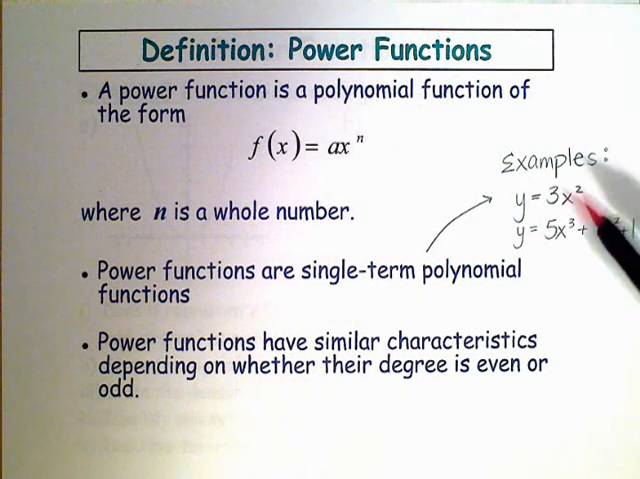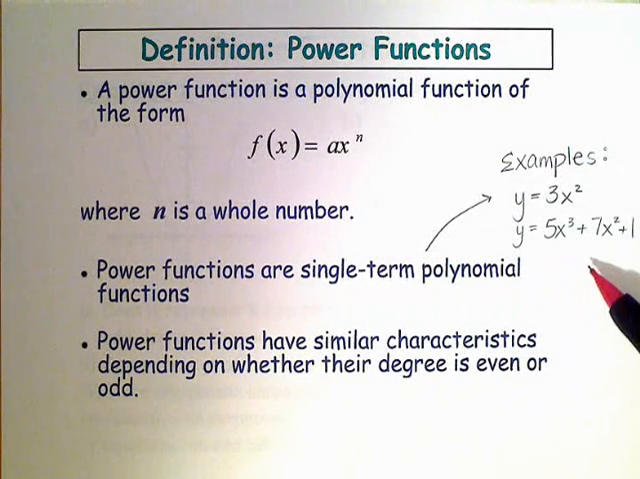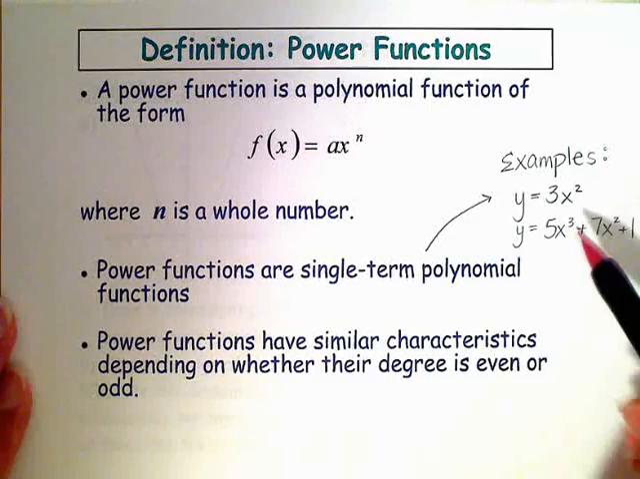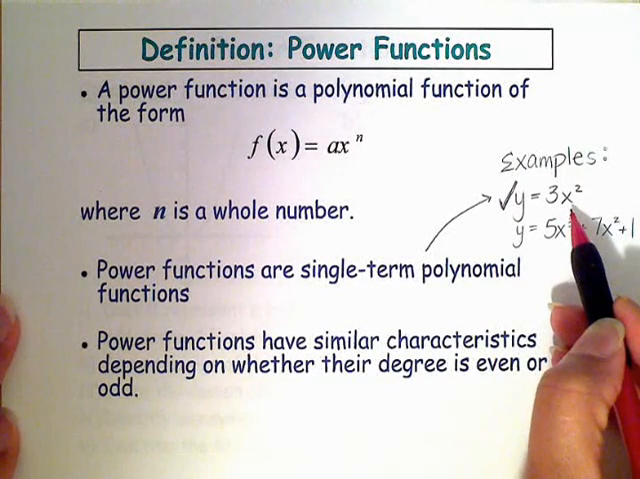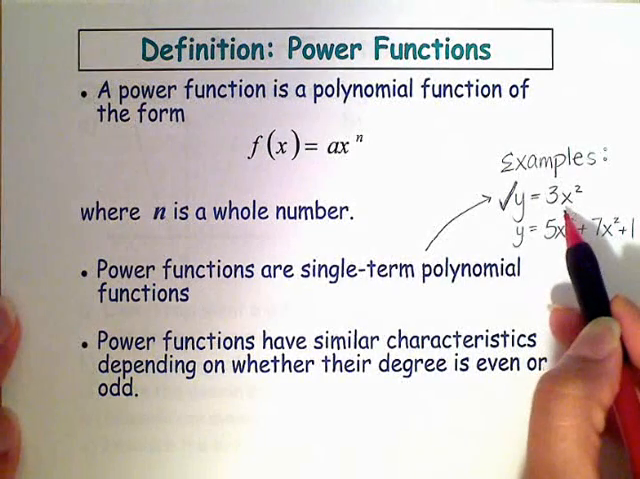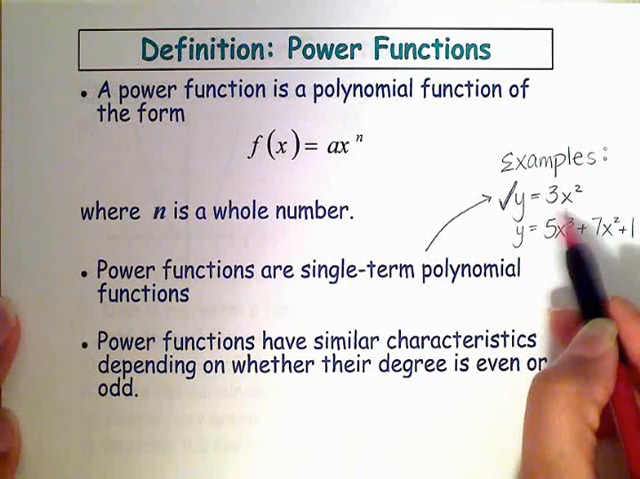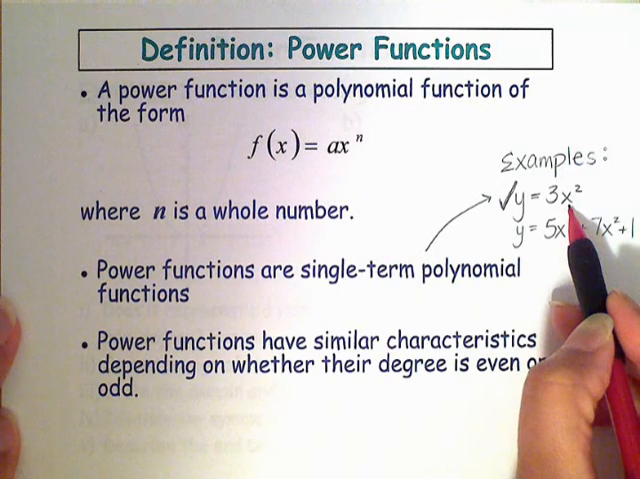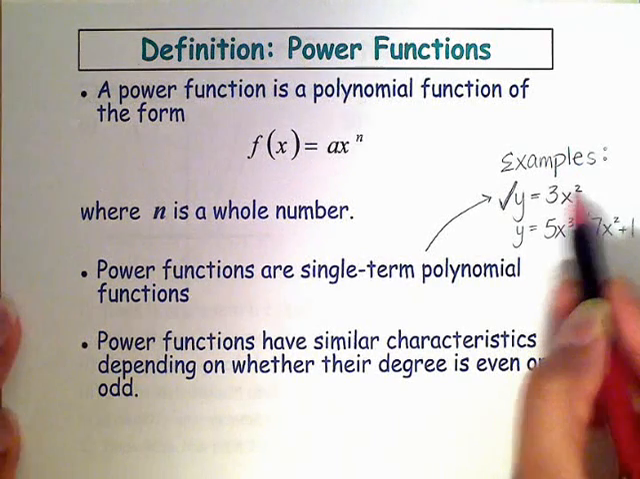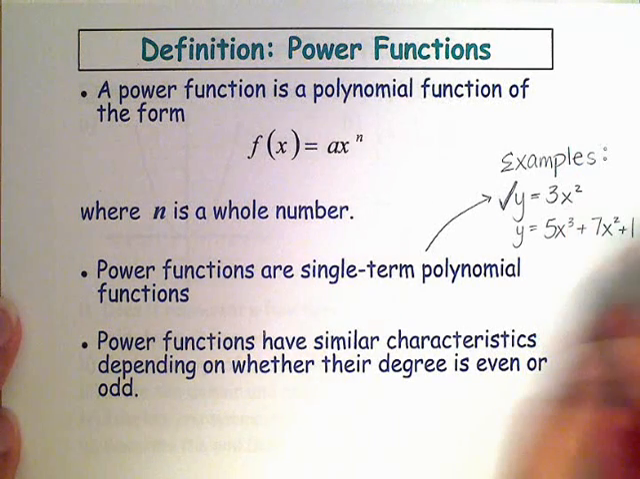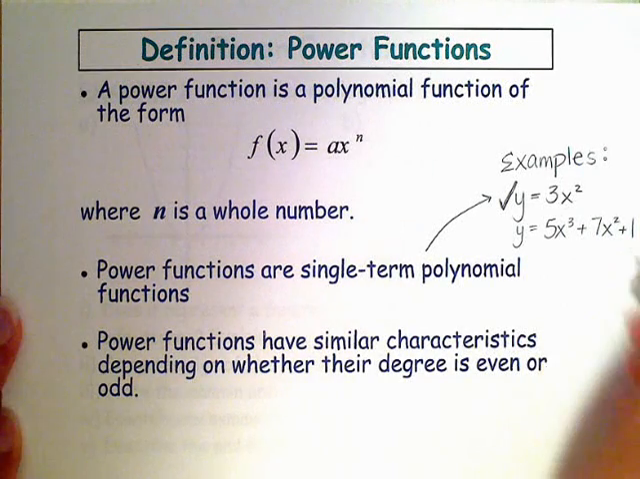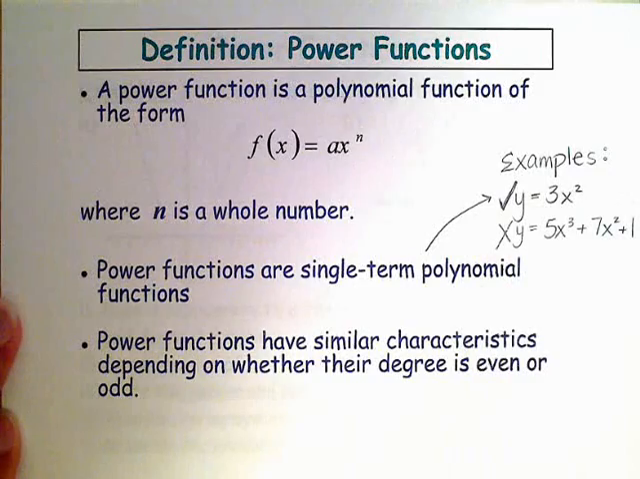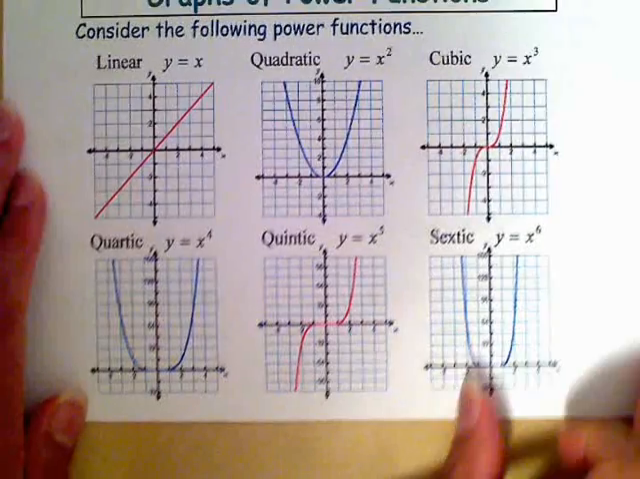Okay, so here are some examples of polynomial functions. What you'll notice is the first one is actually a power function because it's a single-term polynomial function. In other words, this is just a quadratic function, and it's a power function as well because it's got one single term. Whereas the second one is a polynomial function, but it is not a power function since it has more than one term.